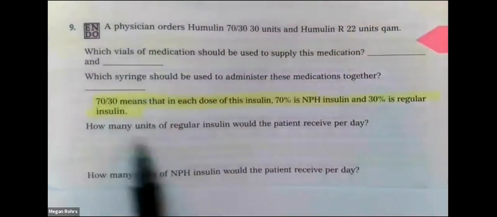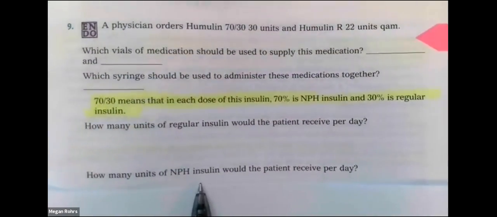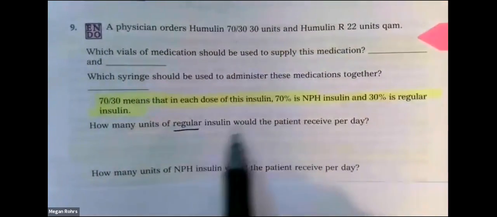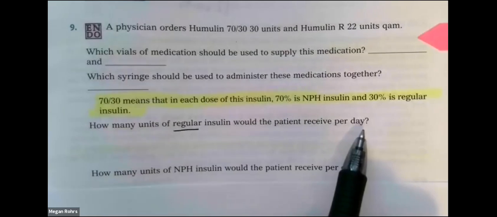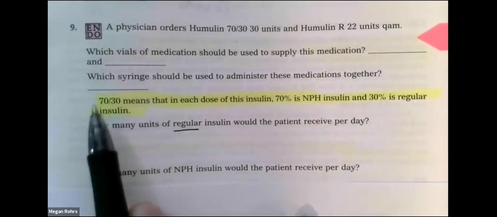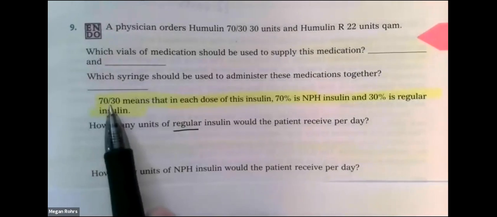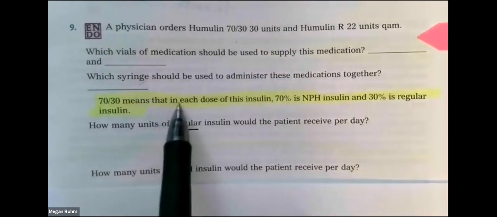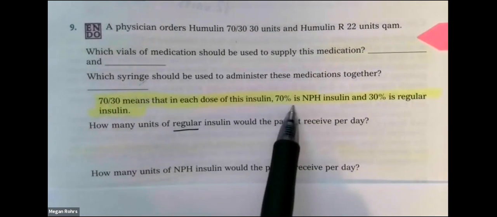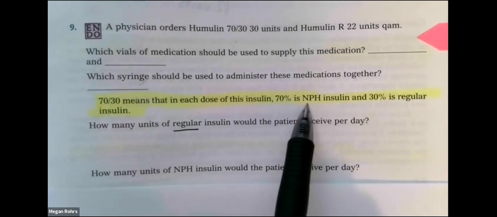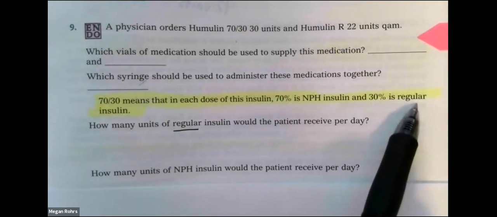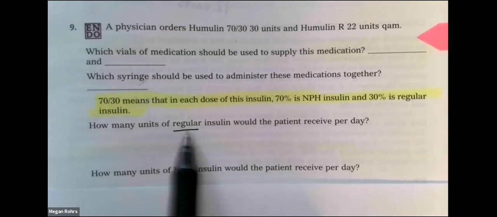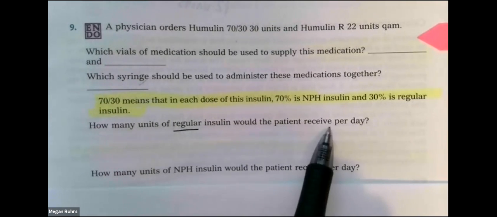What I wanted to focus on were these 2 questions here. This first question says, how many units of regular insulin would a patient receive per day? Okay, so this little note here is very important. 70/30, in this case for the Humulin 70/30, means that in each dose of insulin, 70% is NPH and 30% is regular.